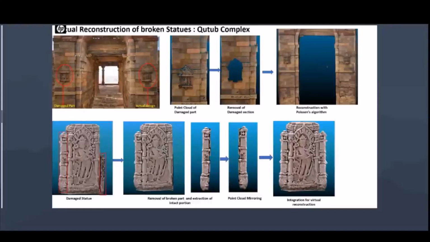So when we have this intact design, using that intact design, we can remove the damaged section and reconstruct it from the intact area, from the actual area. Okay, so you can see the reconstruction was carried out using the adjoining area.